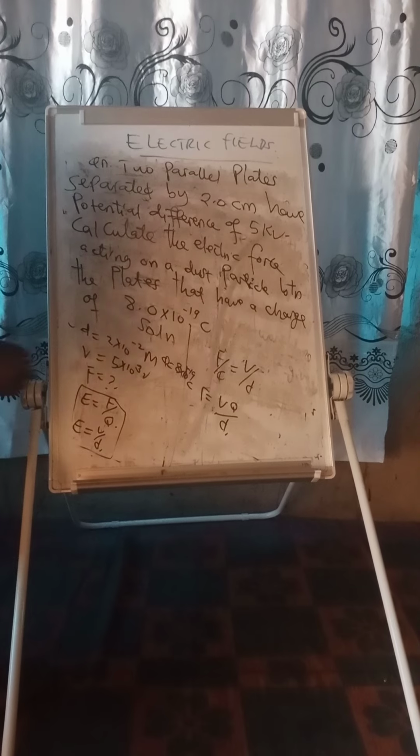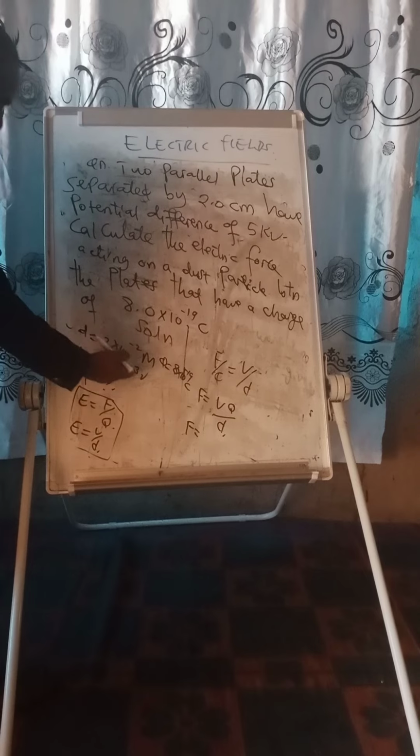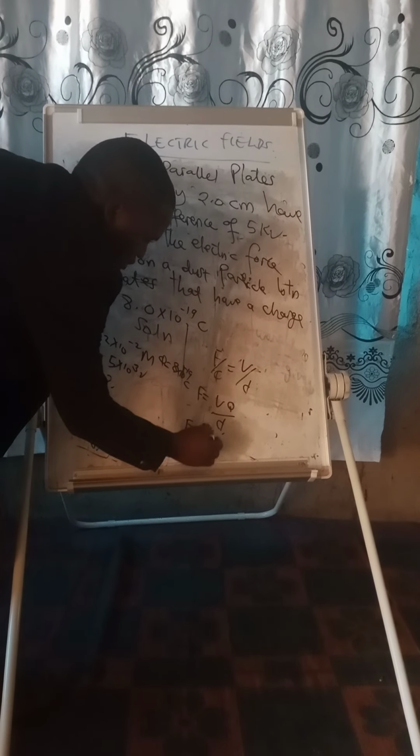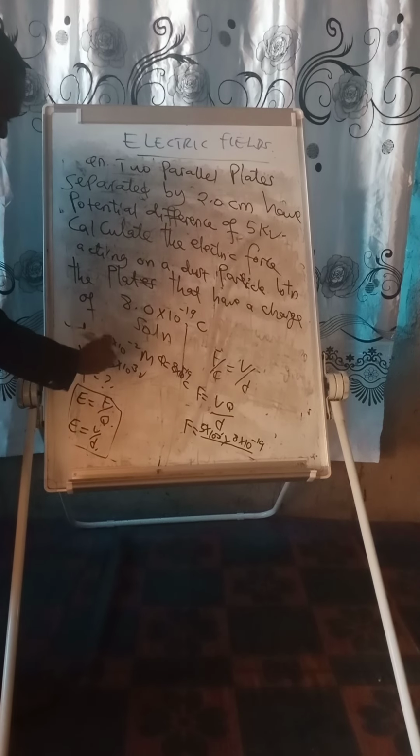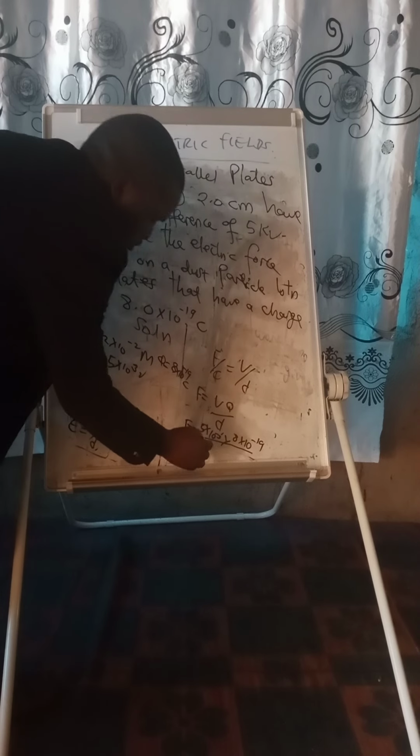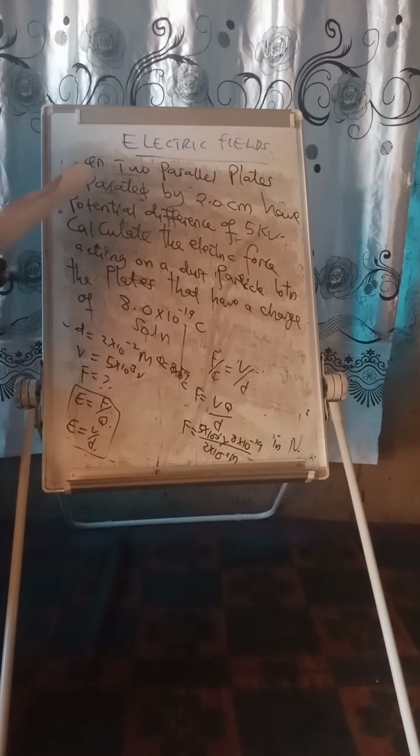of separation. So our force now will be equal to our potential difference, 5 times 10 to the 3, times our charge here, 8 times 10 to the minus 19, over separation, which is 2 times 10 to the minus 2 meters. So we get the answer here in Newtons. So by calculating this, we find force in Newtons.